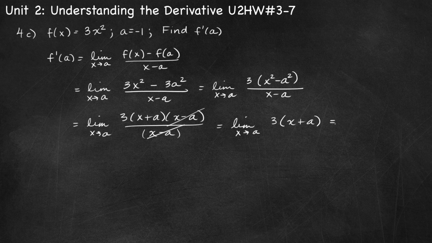We can evaluate this limit using substitution. We substitute a in for the x, and we get 3 times a plus a, or 3 times 2a, or just 6 times a. That's f prime of a. If I want f prime of -1, I'm going to replace the a with a -1. So I'd have 6 times -1, or -6.